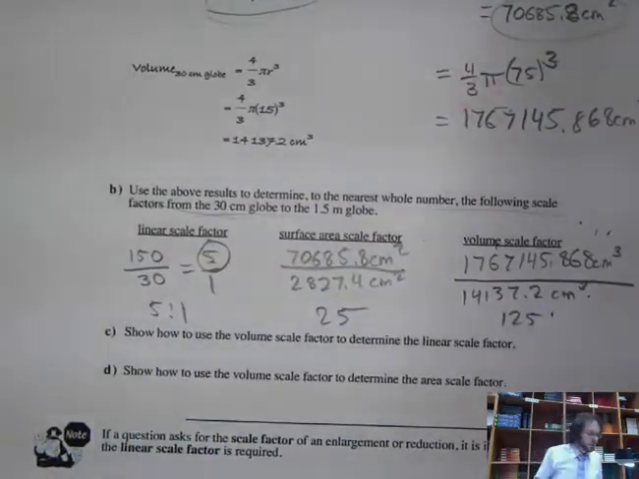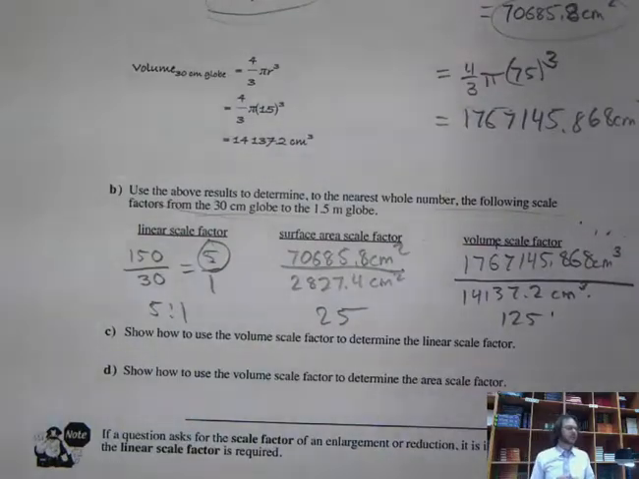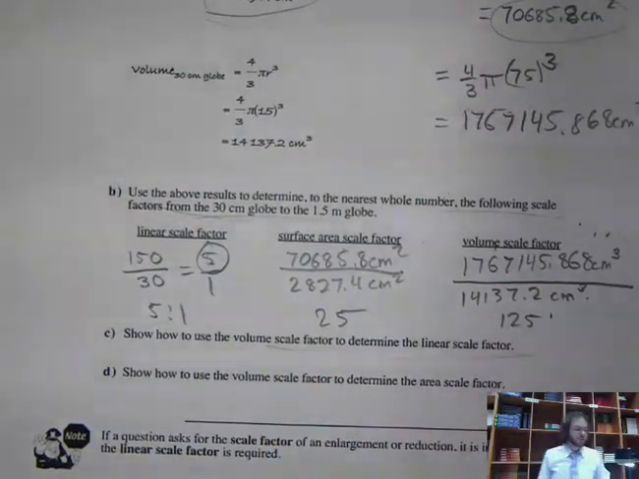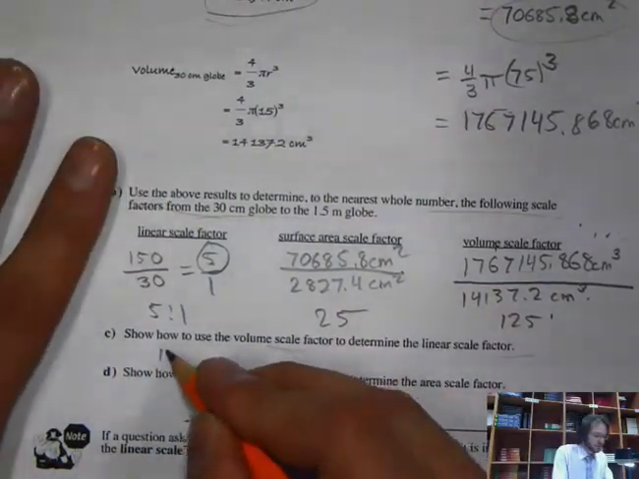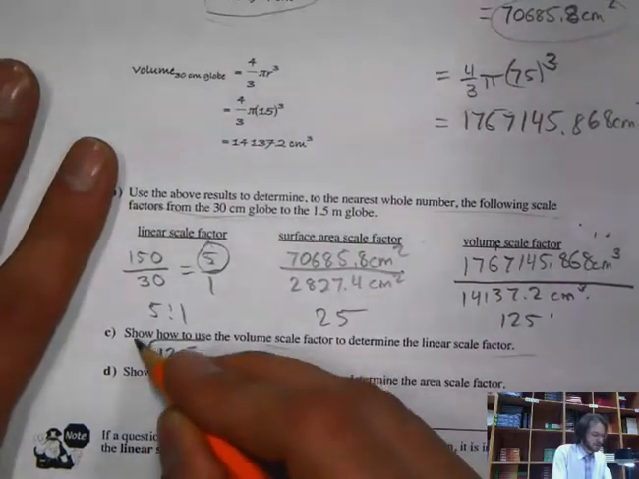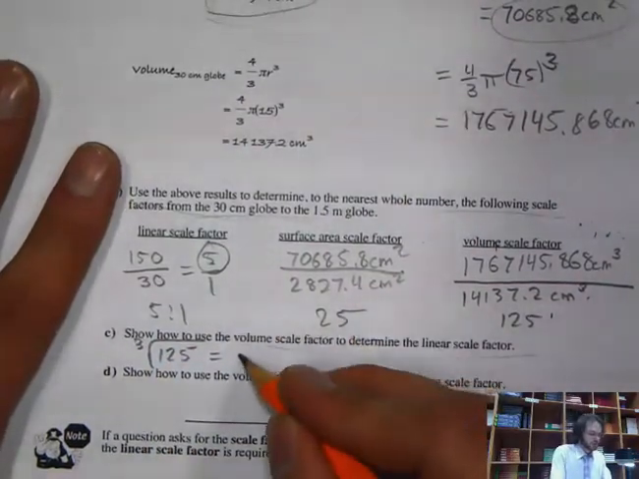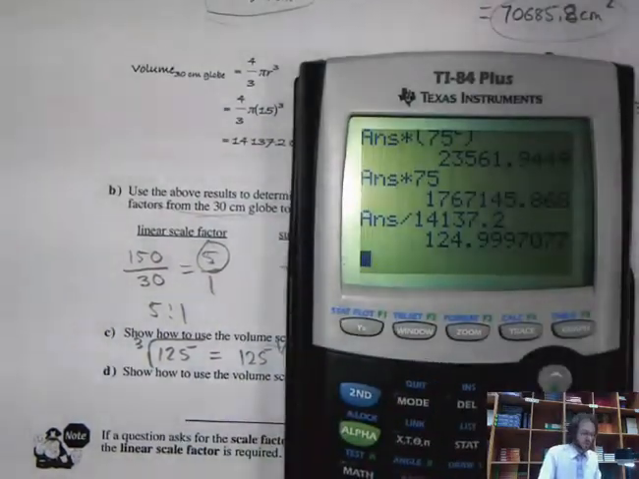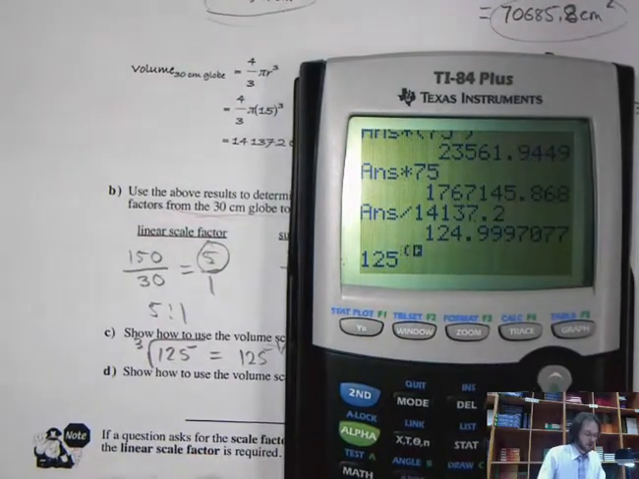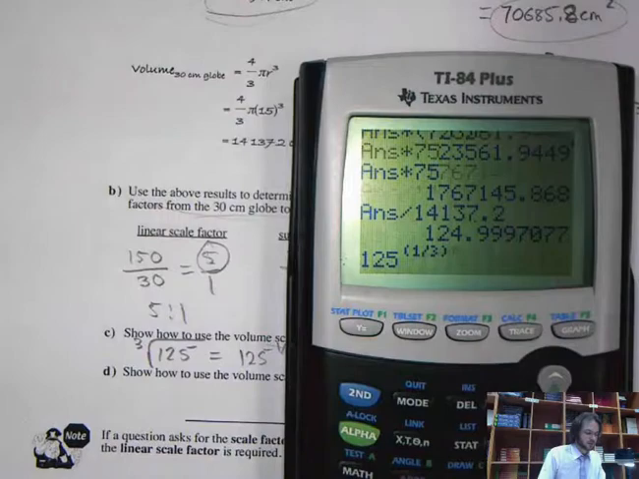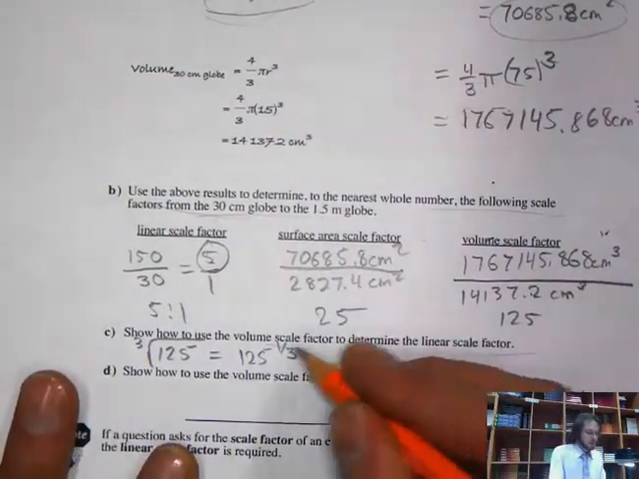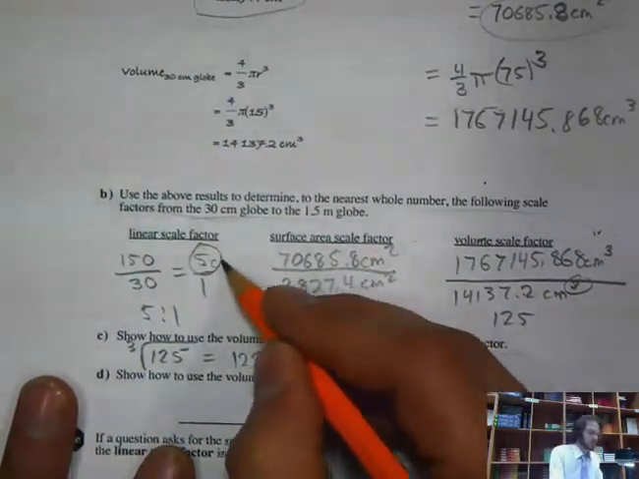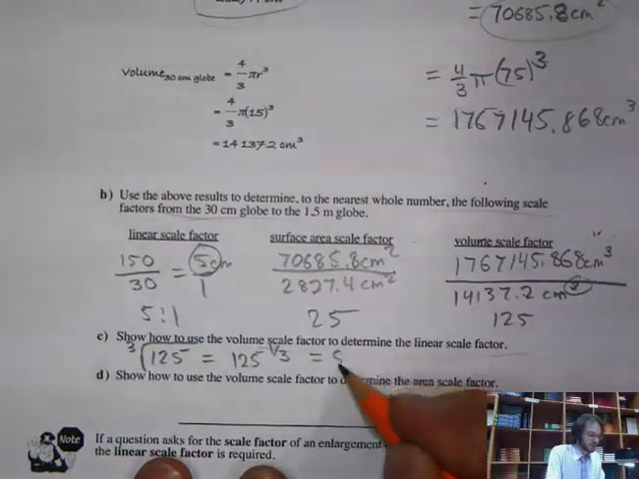It says, show how to use the volume scale factor to determine the linear one. All I have to do is take 125 and cube root it, and I'll get my linear, which is equal to 125 to the power of 1 over 3. Let's put that in my calculator. 125 to the power of, bracket, 1 divided by 3, bracket, and I get 5. Yeah, because this one's cubed. Linear is not. It's just centimeters. So, it's equal to 5.